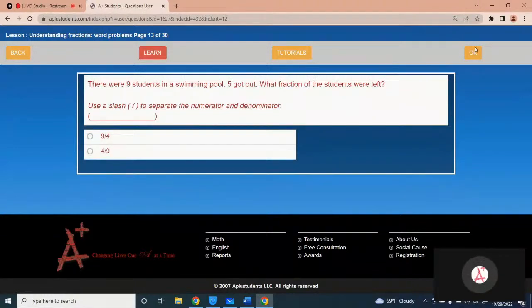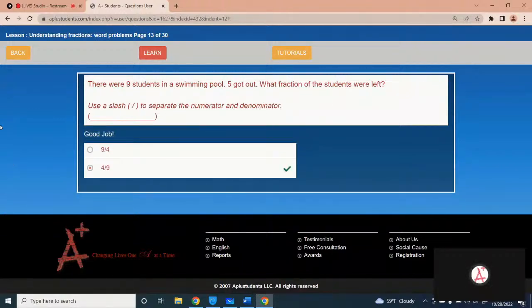Okay, there were 9 students in a swimming pool, 5 got out. What fraction of the students are left? So 9 minus 5 is 4. So the correct option is 4 over 9. Got it? Select the correct option and click on the OK button.